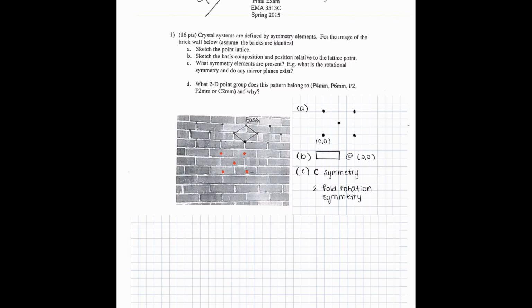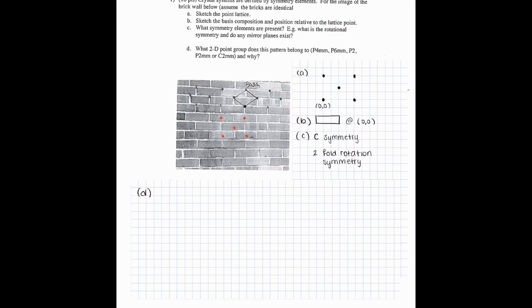Cool. Now part D says, what point group does this belong to? Oh, sorry, I also missed the mirror planes. If we had a mirror here, everything across would be the same, so there's one right there. Another one is right here. Everything reflected across this is the same. So we have 2 mirror planes.